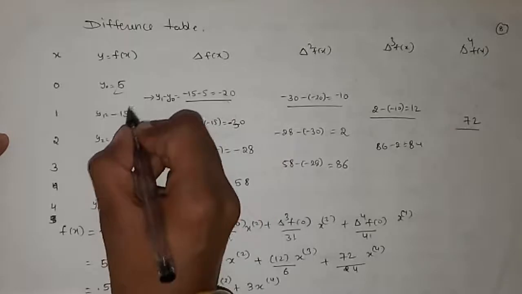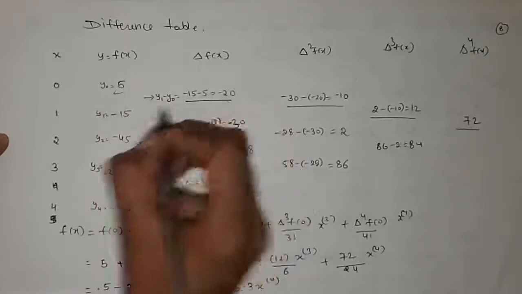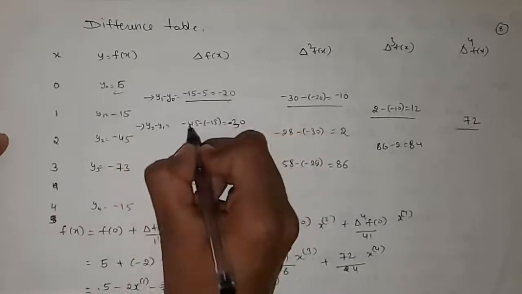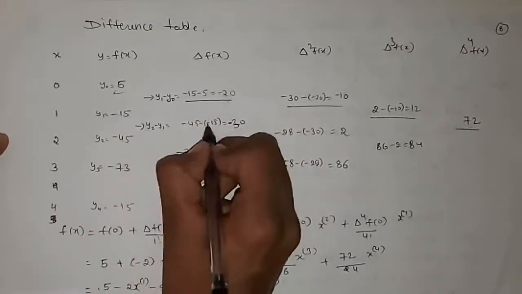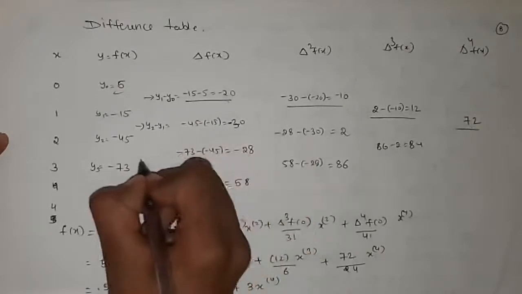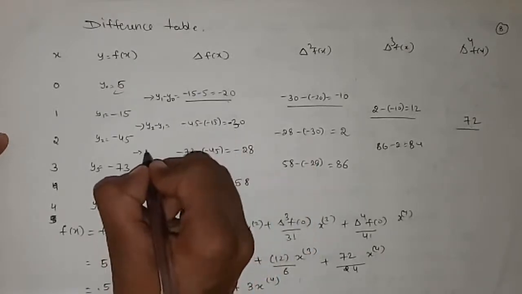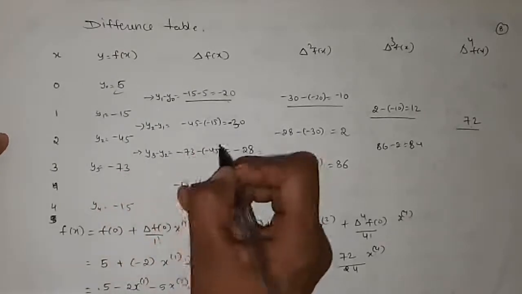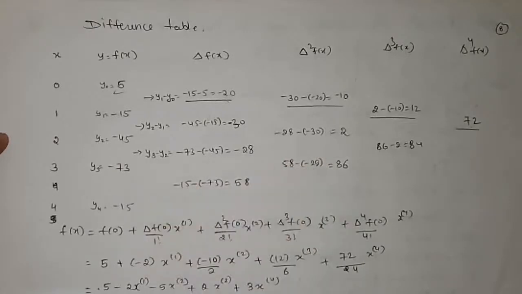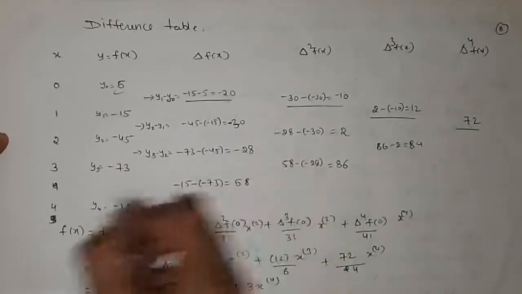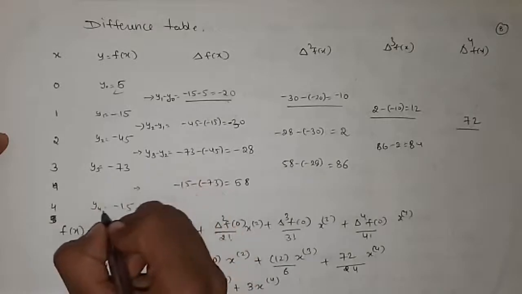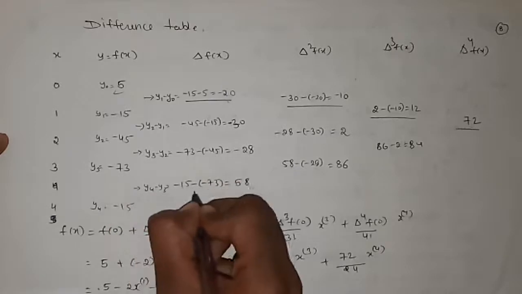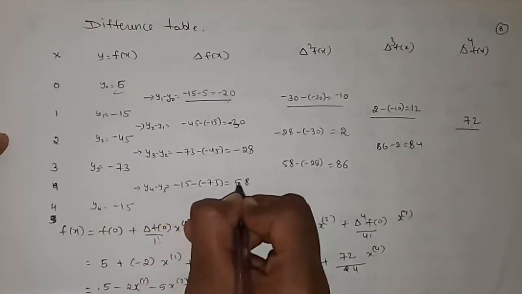So y1 is 15, 15 minus 5 is equal to minus 20. Second difference is y2 minus y1. This is equal to minus 45 minus minus 15, which is equal to minus 30. And for this, y3 minus y2 is equal to minus 73 minus minus 45, which is equal to minus 28. And for y4 minus y3, this is equal to minus 15 minus of minus 73, which is equal to 58.